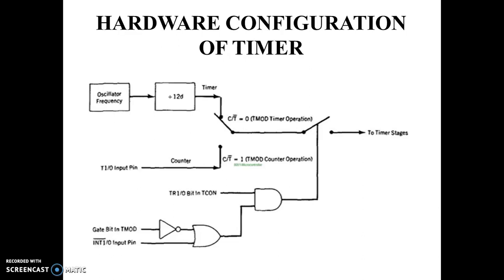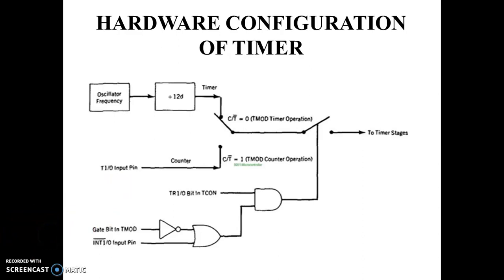So if I get the clock signal, then the timer will start, or else it will stop. Moving on to the gate bit, it describes whether the timer is controlled with the help of hardware or software. As we have discussed, if the gate bit is 0, then I am controlling the timer with the help of software. If the gate bit is 1, then I am controlling the timer with the help of hardware.